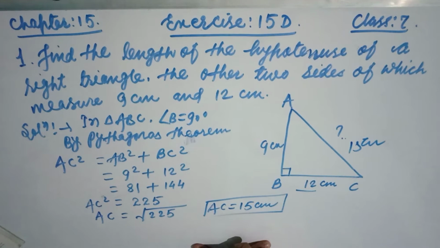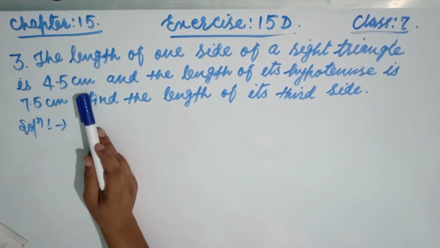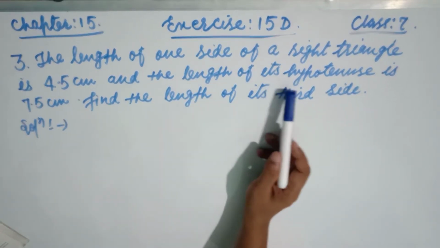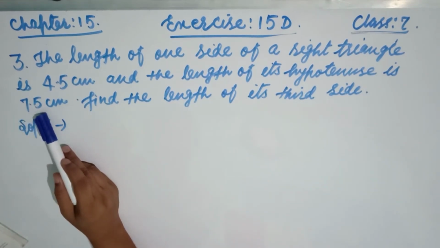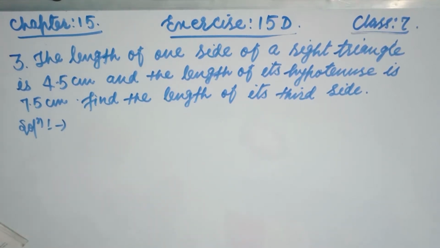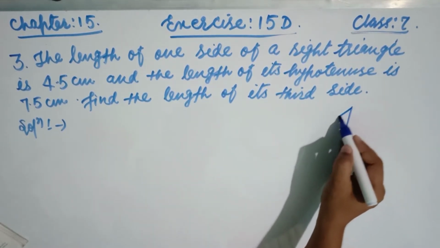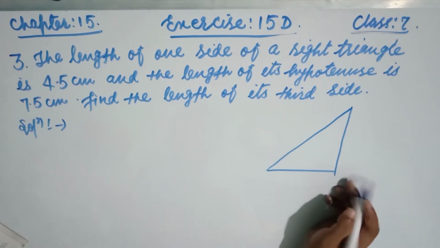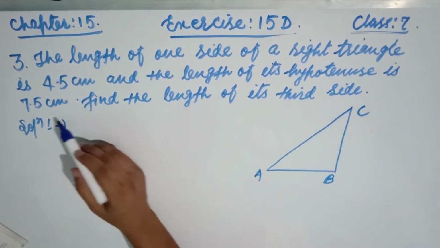This is answer. Now see friends, the length of one side of a right triangle is 4.5 centimeter and the length of its hypotenuse is 7.5 centimeter. Find the length of its third side. Now question number 2 is similar to question number 3 friends. Now first draw the figure. You can draw a figure or not, it is up to you. If you draw the figure, it's very good. This is A, B and C. Now the hypotenuse is given friend.